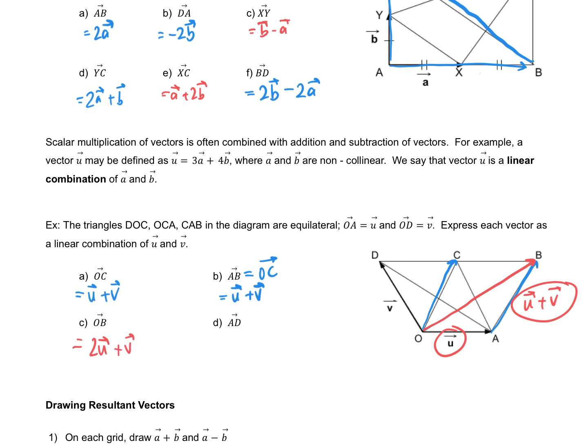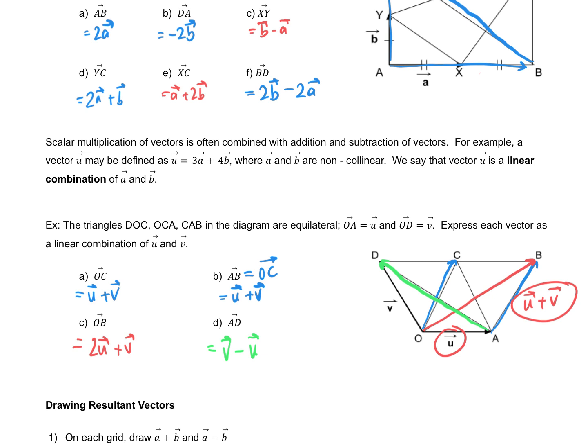And finally, we have vector AD. This is coming from the head of U to the head of V, so this must be subtraction. And since I started at vector U, that must be the vector that I'm subtracting.